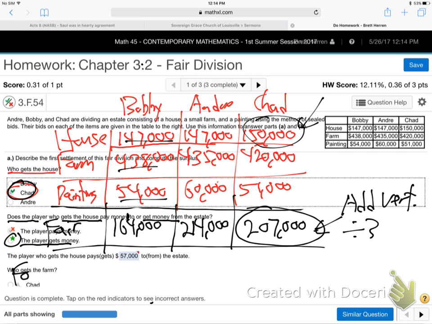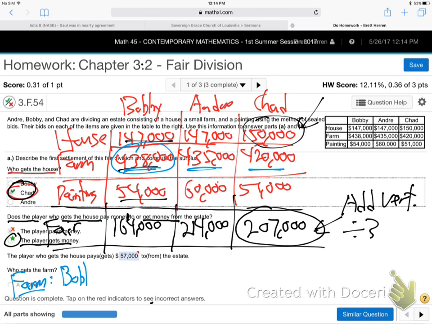Who gets the farm? Maybe I'll make that a different color here. So look up at the numbers. Who's getting the farm? Who bid the highest on the farm? Here's the 3 farm numbers. Who went the highest on the farm? Bobby did. So Bobby gets the farm.